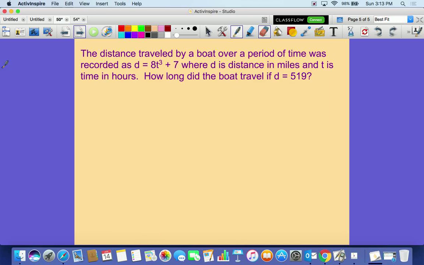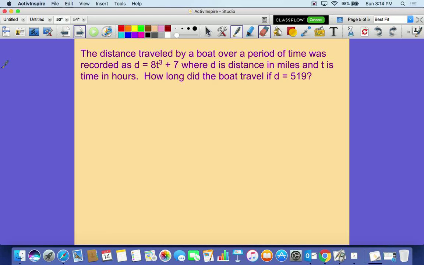Alright, last one. The distance traveled by a boat over a period of time was recorded as d equals 8t cubed plus 7, where d is distance in miles and t is time in hours. How long did the boat travel if d equals 519? Now this feels like it has absolutely nothing to do with what we just talked about.